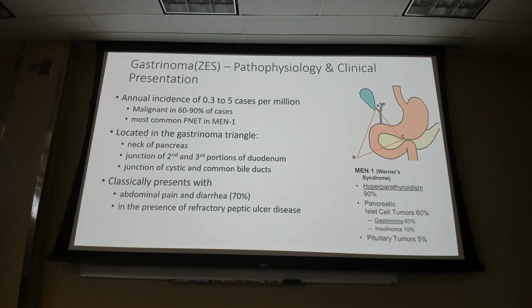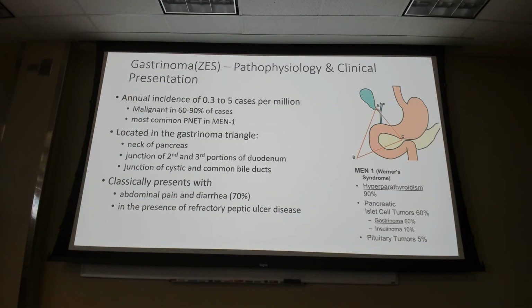And then we talked a little bit about Zollinger-Ellison syndrome, which is a gastrinoma. But this is another one of the neuroendocrine tumors or pancreatic neuroendocrine tumors we can see. And the issue with this is, it does have a high rate of malignancy, especially if they have MEN1. So this is something we need to evaluate for.